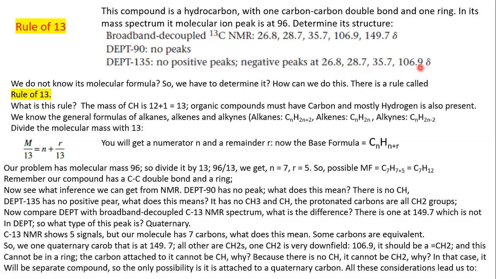Okay, if we compare these with the normal C13 spectral peaks, what's the difference? Which peak is absent here? Yes, this one, 149.7. This peak is not appearing in DEPT. So which carbon does not appear in DEPT? Quaternary carbon, a carbon having no hydrogen. So it means this is a compound which has no methine, no methyl, and has one quaternary carbon somewhere, the carbon having no hydrogen, and four sets of CH2 carbons, we can say this. Okay, so these are the data that we already have with us.